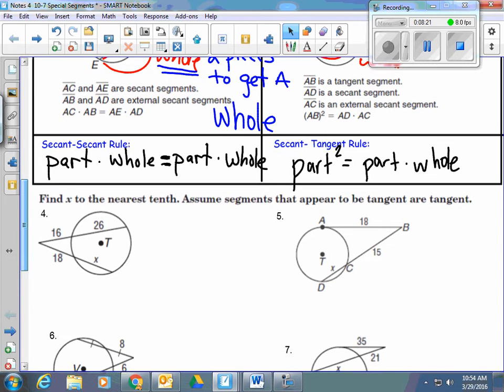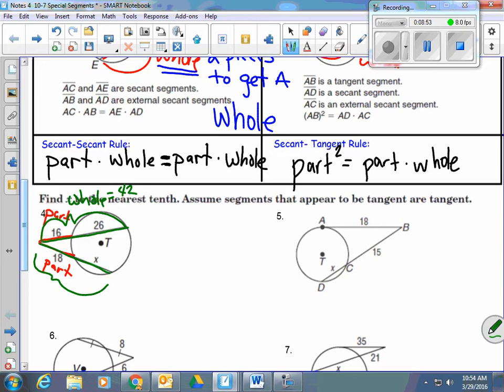Okay, so let's look at number 4. Somebody tell me what's this called right here? Part. What's this called right here? Part. What's this piece right here called? Whole. What do I have to do to get the whole? Add what? 16 and 26. What's 16 plus 26? Okay? And then what do I do to get this whole? Add what? The part, which is 18, plus this piece, which is x. So this is 18 plus x.